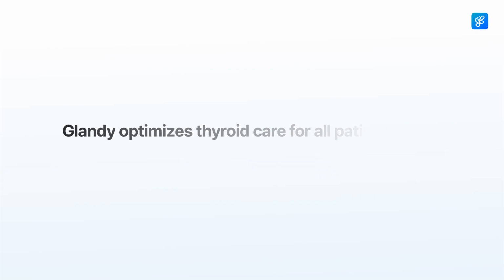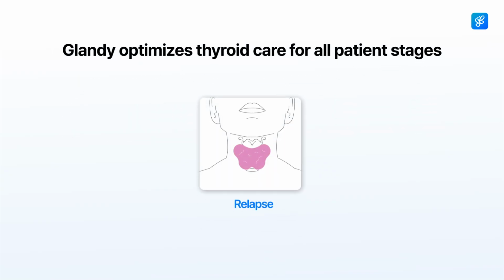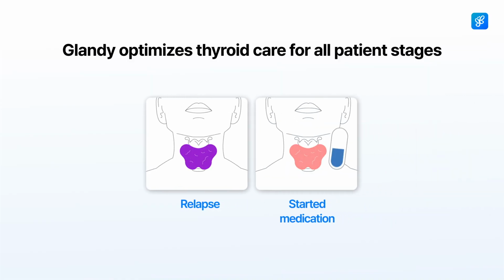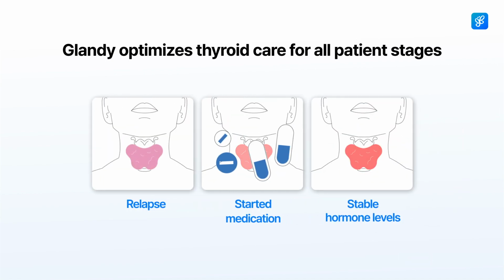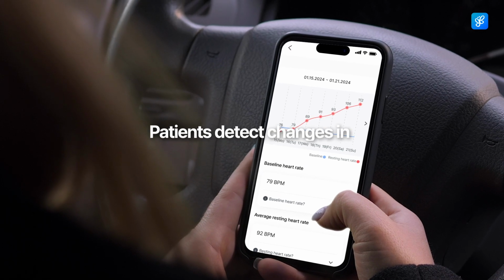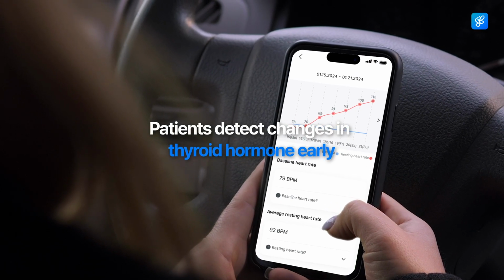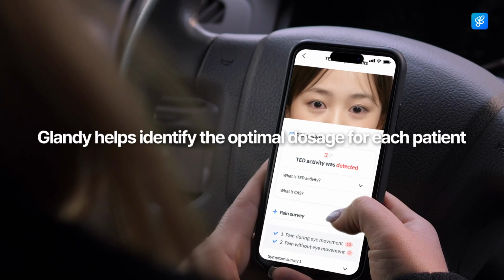Glandy helps determine the optimal medication dosage for patients who have relapsed after discontinuing medication, patients who have recently started medication following an initial diagnosis, patients with stable hormone levels, and patients requiring dosage adjustments after radiation therapy or surgery. This also allows patients to detect thyroid hormone changes early and helps identify the optimal time for dosage adjustments.